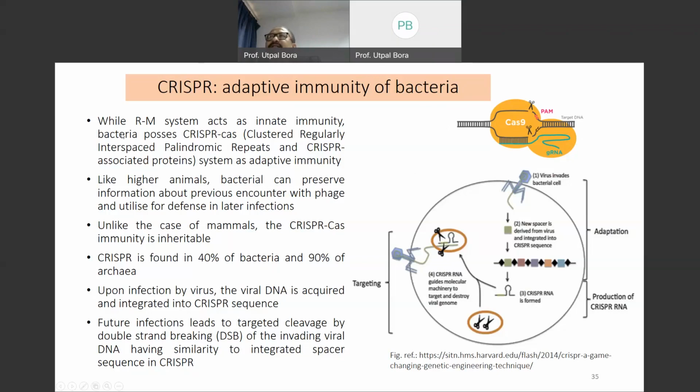Just a little bit of discussion regarding the RM system, which acts as innate immunity. Here, CRISPR-Cas is actually an acronym. It stands for clustered regularly interspaced palindromic repeats and CRISPR-associated proteins, and this is an adaptive immunity component.